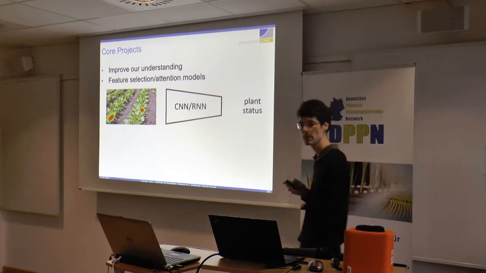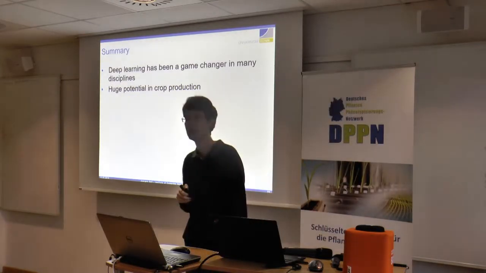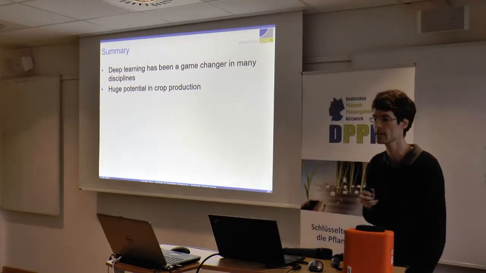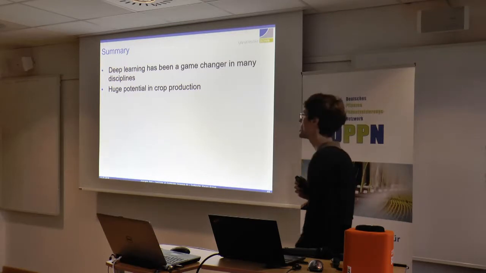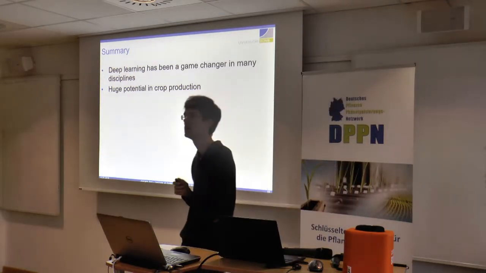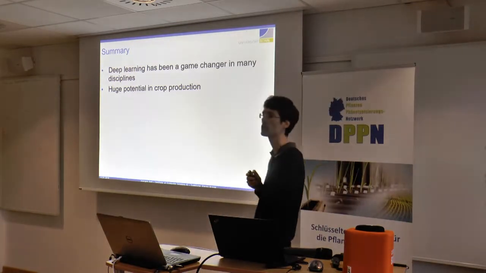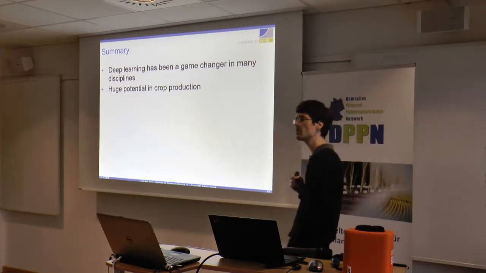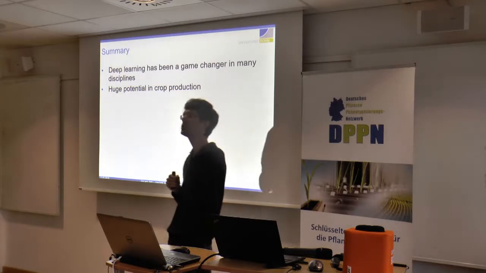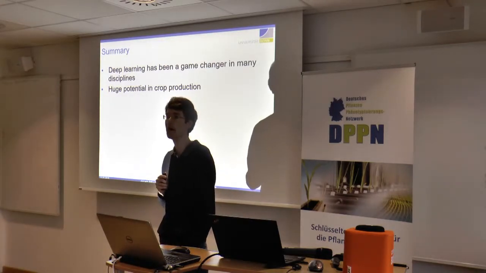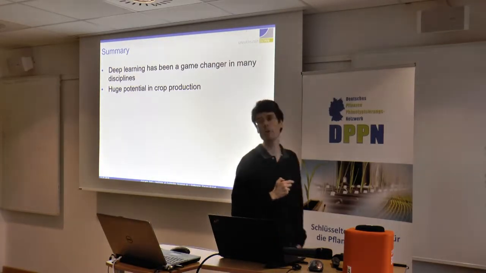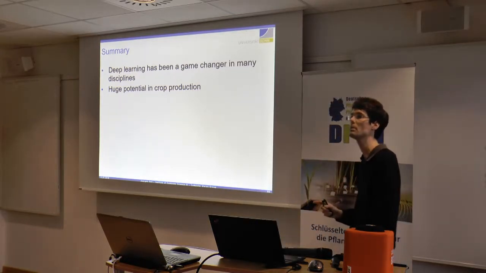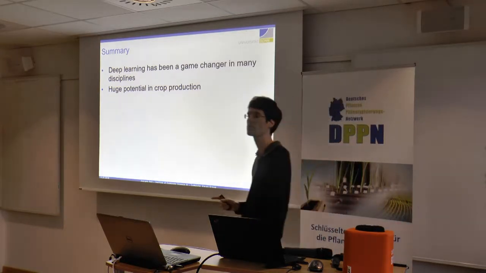So this brings me to the end. I hope that in a short time we can convince you that deep learning has been a game changer in many disciplines, already starting in crop production. If you think you want to stick to your processing pipeline, at some point you anyway need to throw it away. Either you switch to deep learning or someone else will do it. As long as you have training data, everything will be replaced by deep learning. This is out of question.